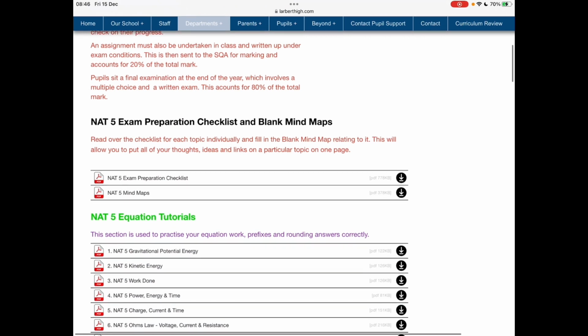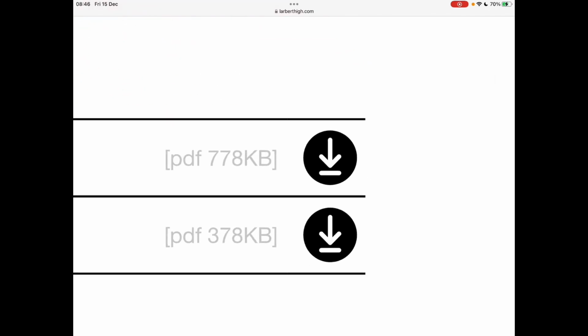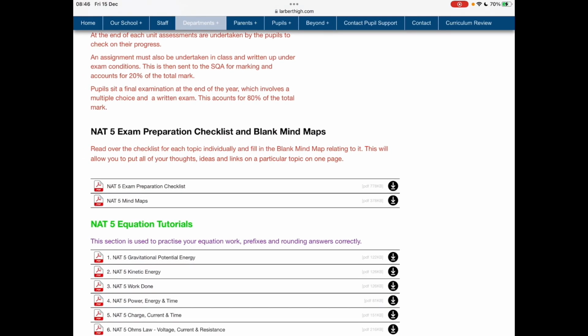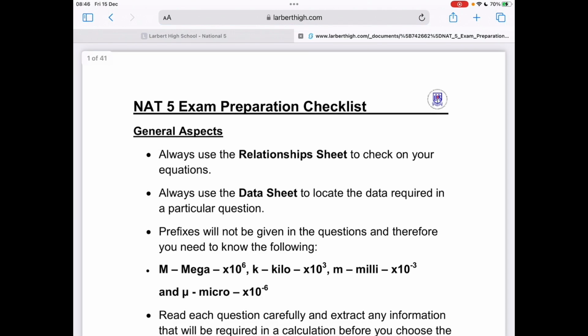If we then scroll down a wee bit, the first material we get shown is our National 5 exam preparation checklist and mind maps. So start with the exam preparation checklist. If you just click the wee arrow with the line here, that will download it to your device. The exam preparation checklist covers everything that is within the course, not just the content we cover, but some general aspects as well that apply to everything you study.